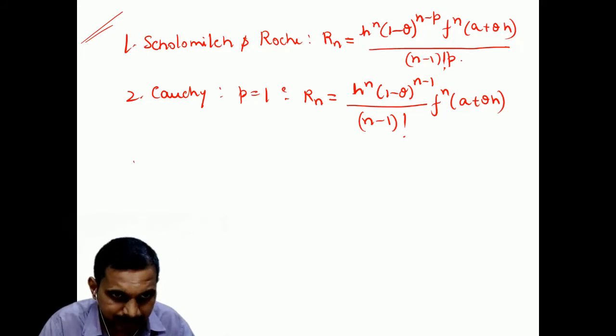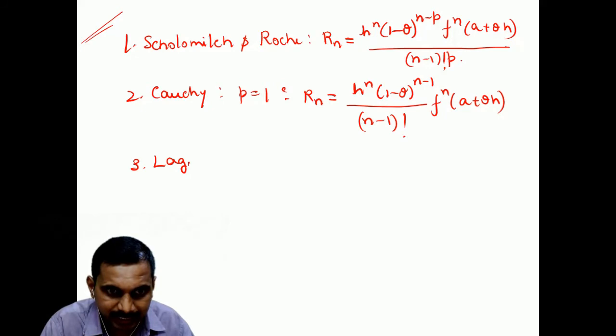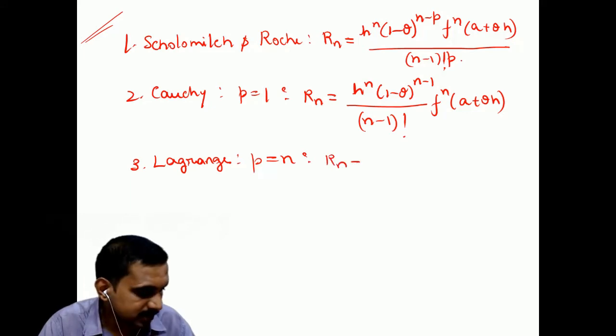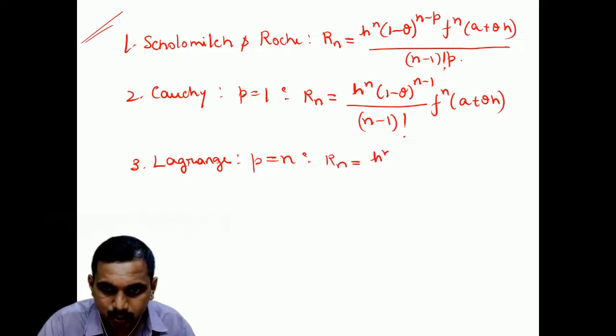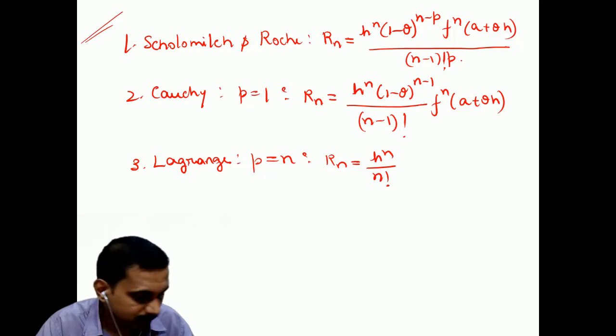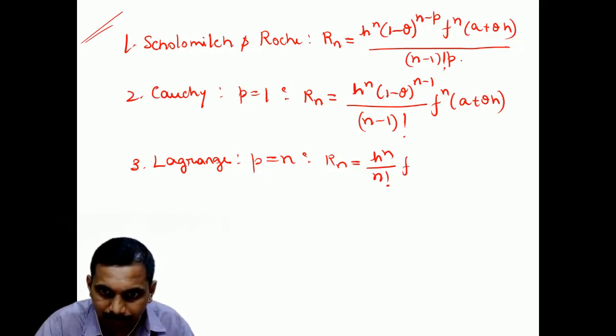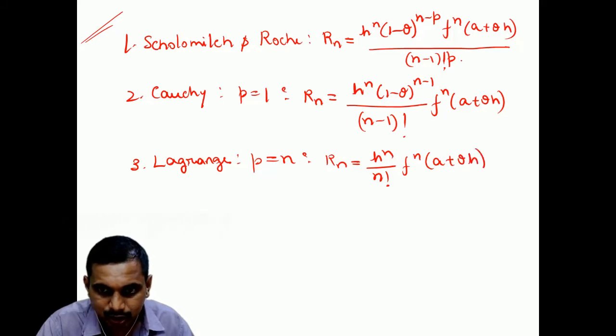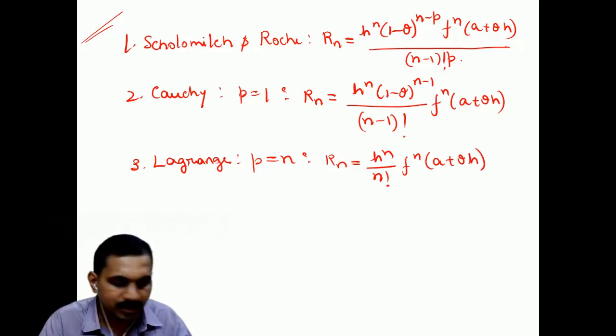Now why it is important, I will tell you, students, today and tomorrow both. If you consider Lagrange, don't have to worry, students, about this. Again and again I will tell you, you have to write it, but let it be there in your notes but not in your formula sheets. Rn is equal to h raised to n by n factorial into f of n of a plus theta h. Easy. So these are the three things.